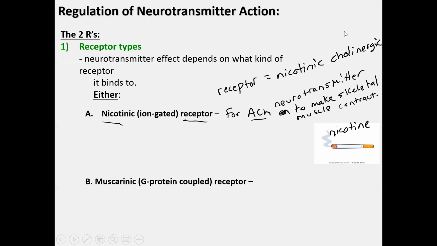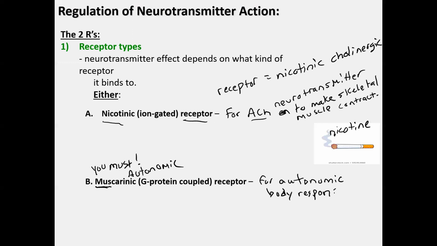Okay, now a muscarinic receptor, musk or mus. Think of this, think you must do it. You have no choice. It is autonomic. Okay, so it is a receptor for autonomic body responses. It is not voluntary. It's on autopilot. It's body functions that are so important that you have no control over them.